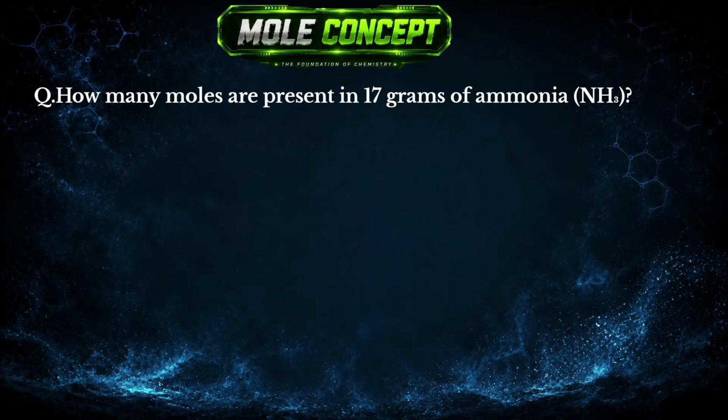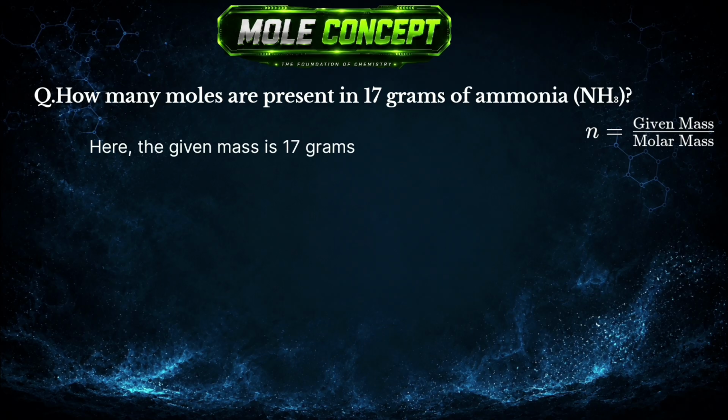How many moles are present in 17 grams of ammonia, NH3? In this question, we need to find the number of moles. Whenever we are given the mass of a substance, we use the formula: number of moles equals given mass divided by molar mass. Here, the given mass is 17 grams. Before using the formula, we first need to calculate the molar mass of ammonia.